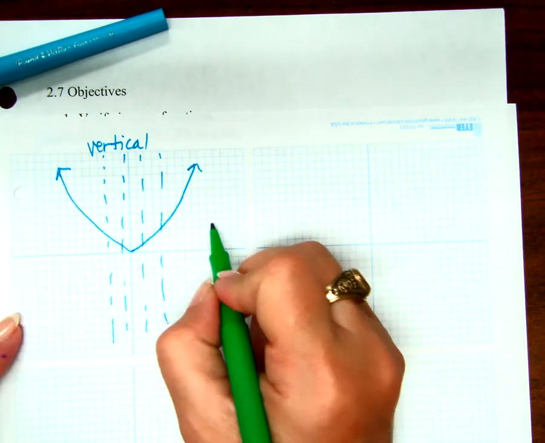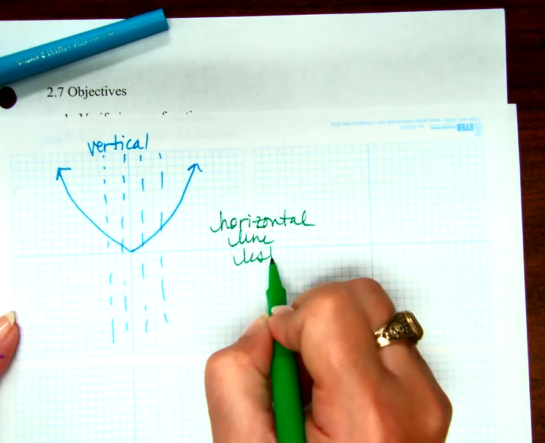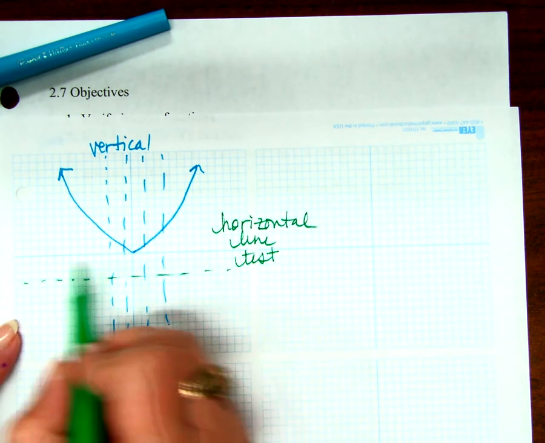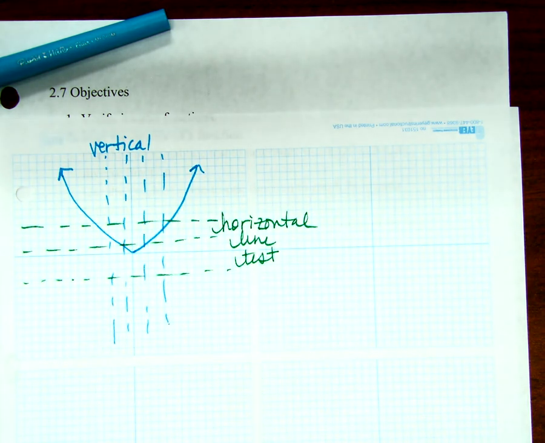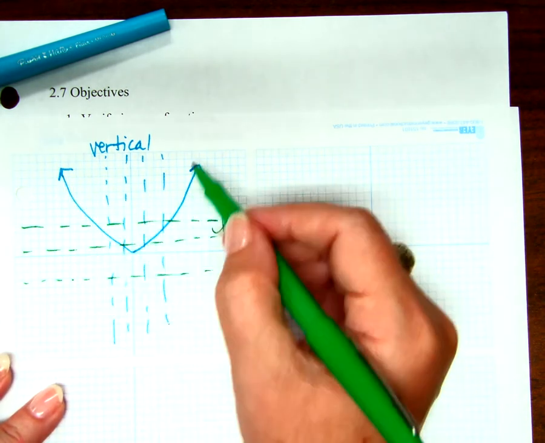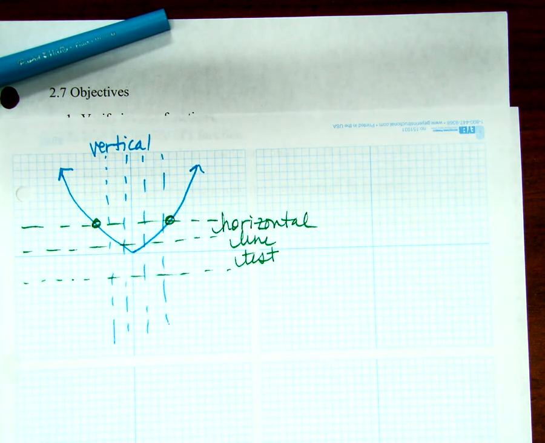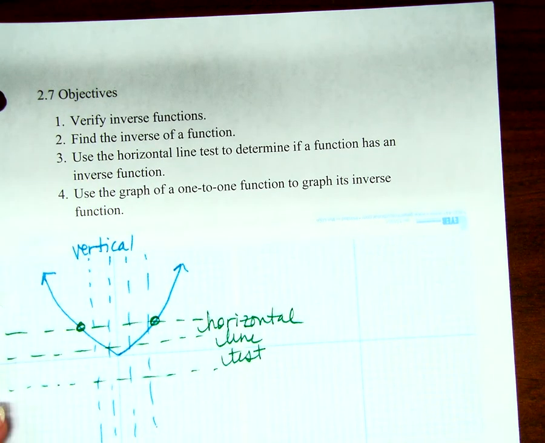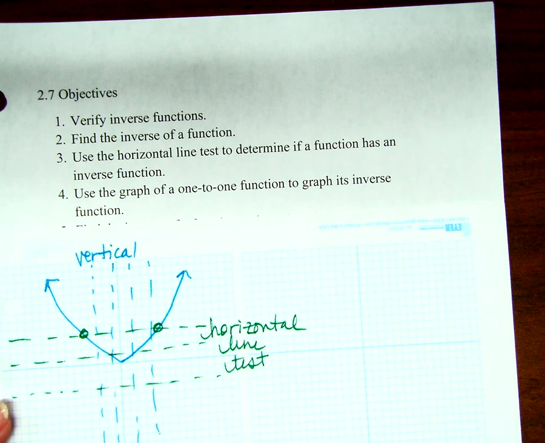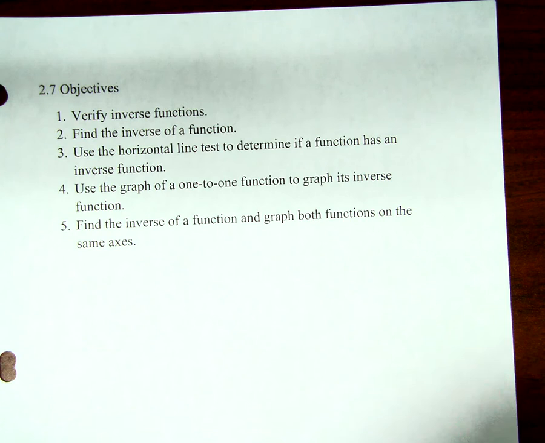A horizontal line test gives me a whole bunch of horizontal lines, right? It tells me if the inverse is a function. Is the inverse of this given graph a function? No, it's not. Okay? Does that make sense? The inverse is not a function because it does not pass the horizontal line test. Okay? Use the graph of a one-to-one function to graph its inverse function. You ready for that one? Okay.